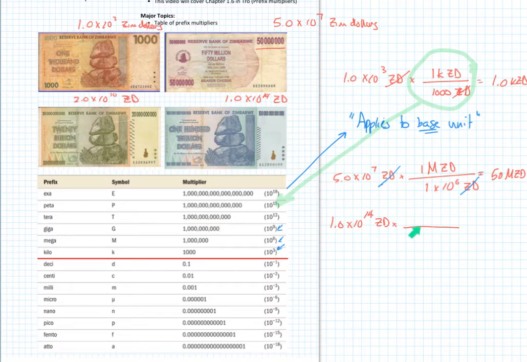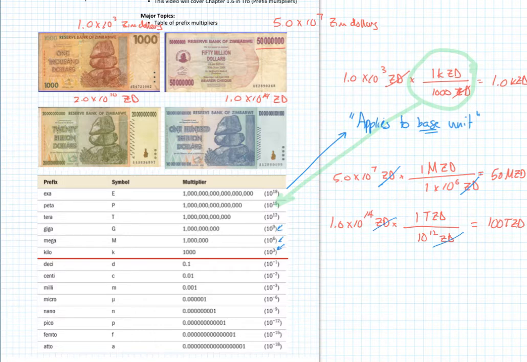Think about what the conversion factor needs to be. All right, so it's going to be 1 tera Zim dollar for every 10 to the 12 Zim dollars. Zim dollar cancels Zim dollar, and this is going to equal 100 tera Zim dollars.